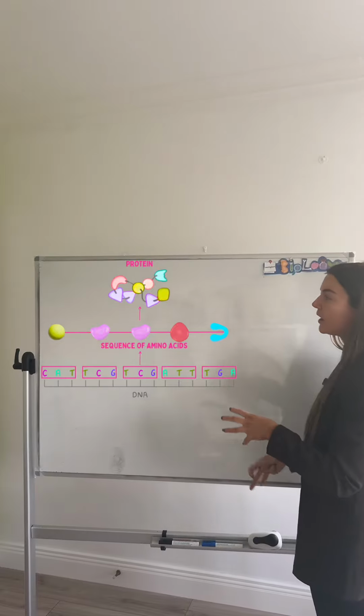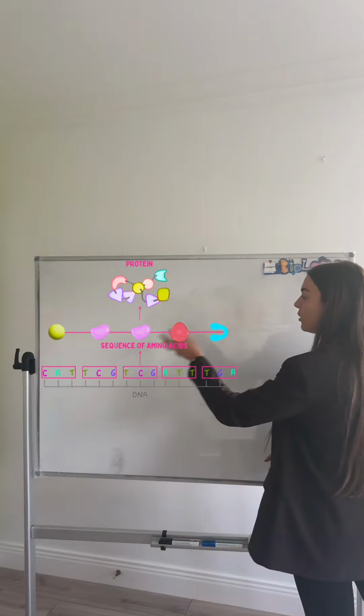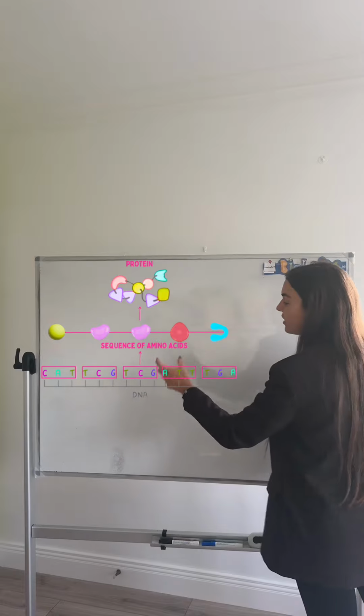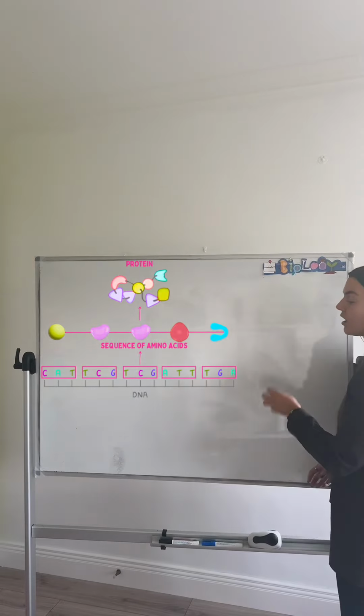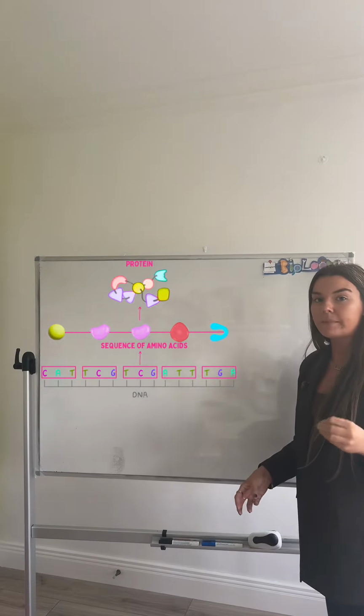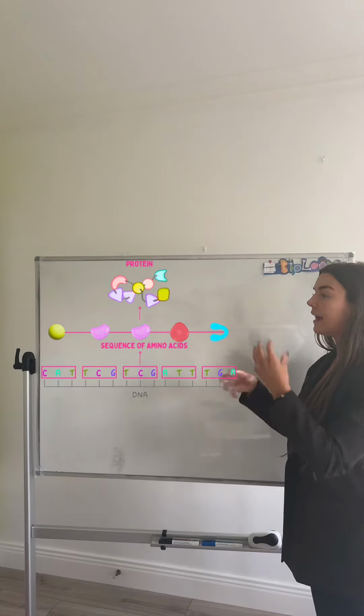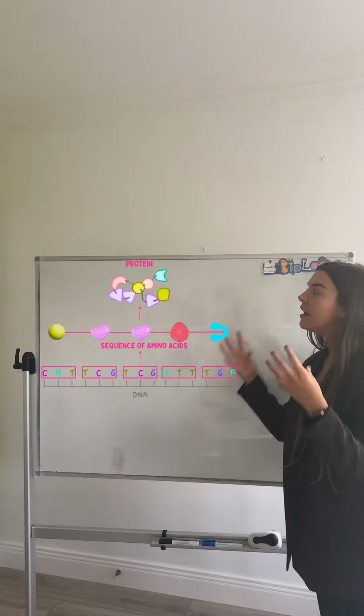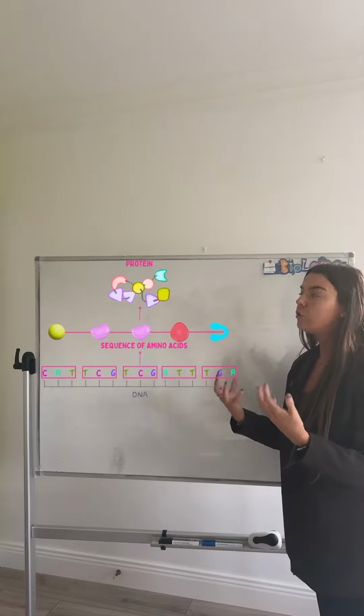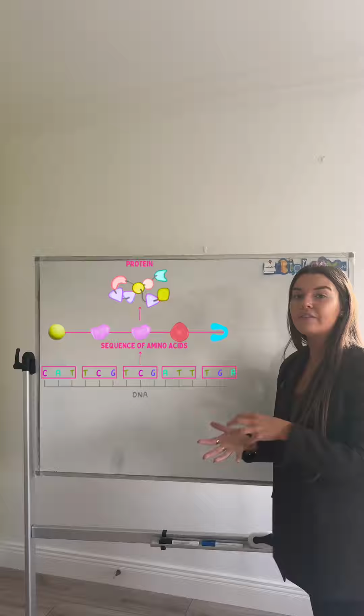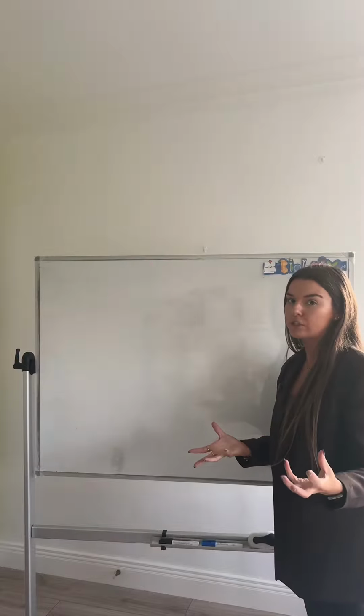So just bear in mind that you're not making the same amino acid each time, because you have unique groups of codons that will code for particular amino acids. And depending on how those amino acids join together, that will determine after folding what type of protein you're going to have and what job or what role that protein is going to do.